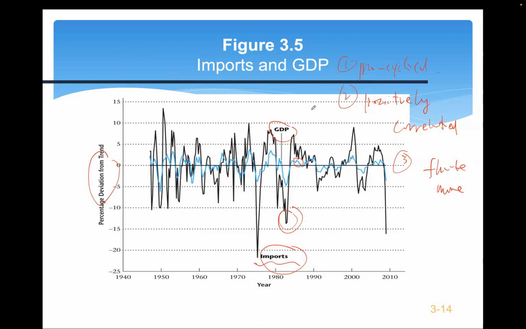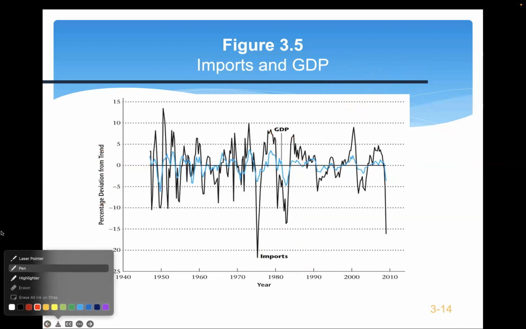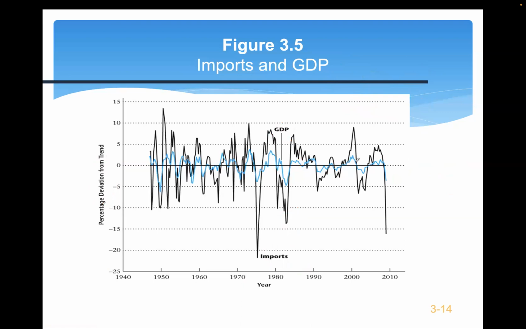Right. To summarize, number one is pro-cyclical. Number two, positively correlated. But these two are the same thing. Number three, fluctuates more. Oh, by the way, one more thing in regard to leading or lagging. In this example, these two move or change simultaneously, meaning they are coincident, right? So you cannot use import change to predict GDP change. Neither can you use GDP change to predict import change because they change more or less at the same time.